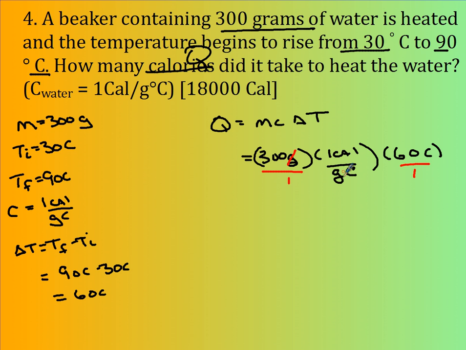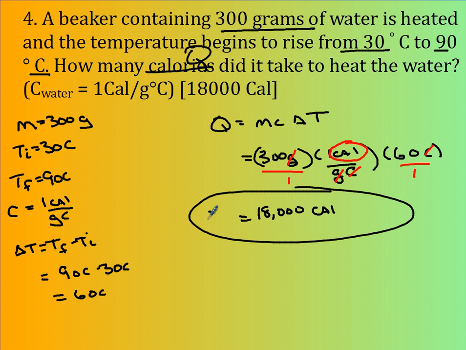So grams is in the numerator and the denominator. Celsius is in the denominator and numerator. So I'm left with calories. So those are going to be my units. So 300 times 60 is 18,000 calories divided by 1. So there's my answer. Q is 18,000 calories.